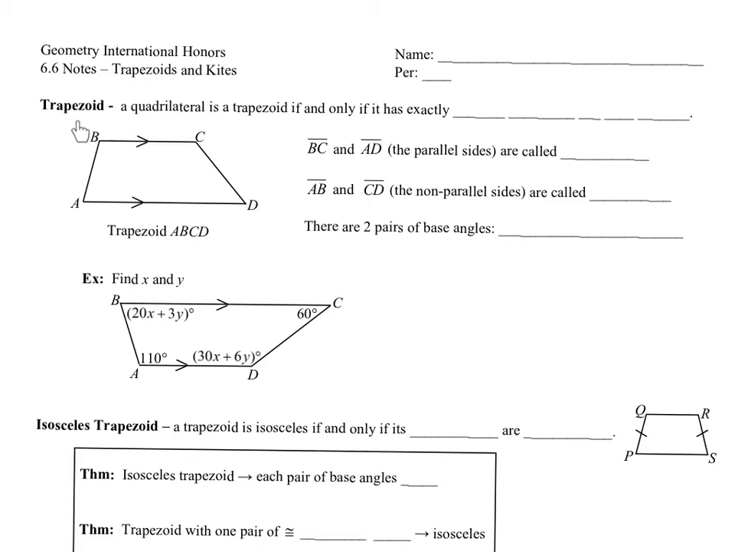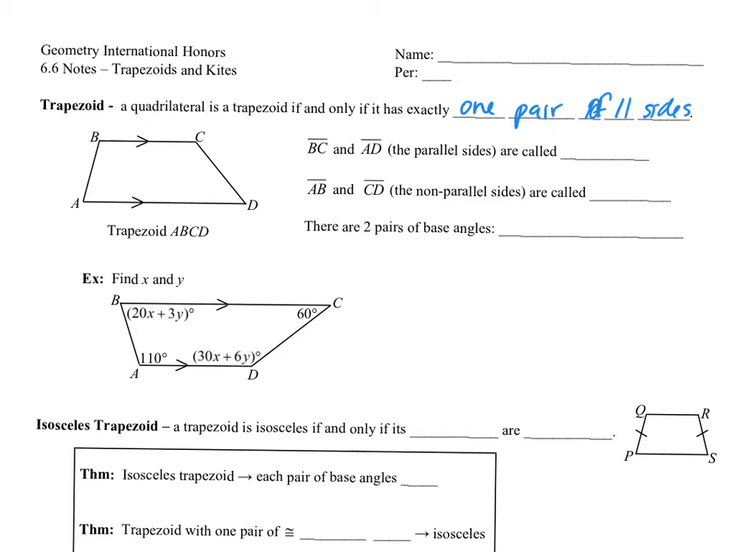So let's start with the trapezoid and the definition of a trapezoid. A quadrilateral is a trapezoid if and only if it has exactly one pair of parallel sides. Okay, exactly one pair of parallel sides. So that's why it is different from a parallelogram. Remember, a parallelogram has two pairs of parallel sides, but a trapezoid will only have one pair of parallel sides.